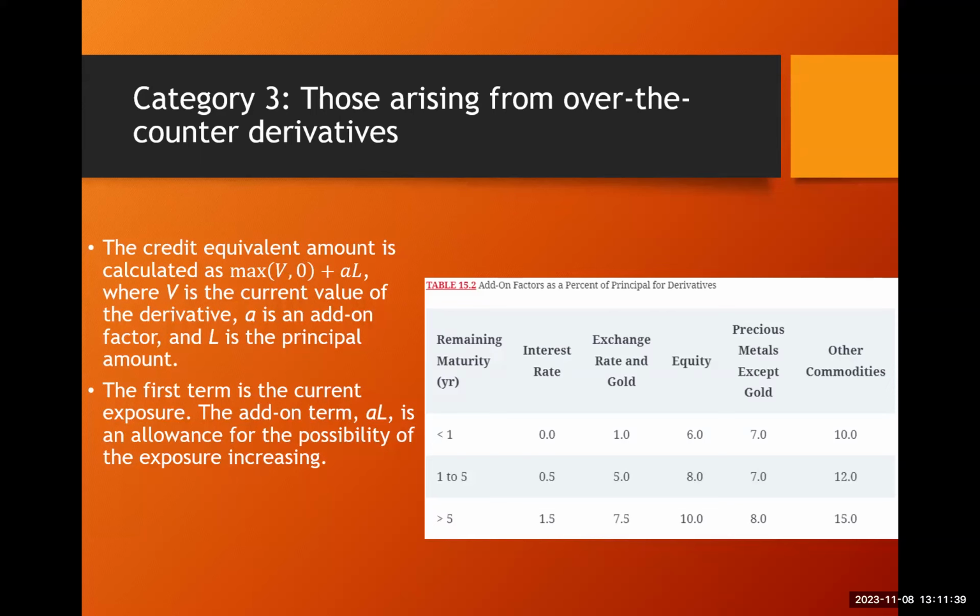And then the second part is the add-on factor, which applies to all instruments. You take an add-on factor and multiply it by the principal of the contract. So these are all percentages here, and they get applied to the second part.